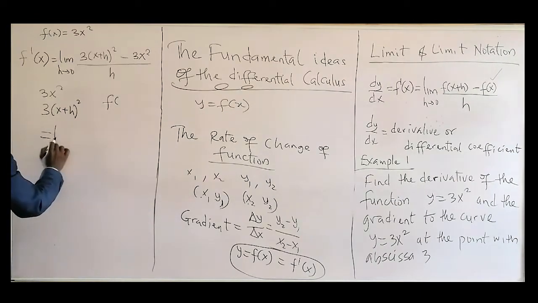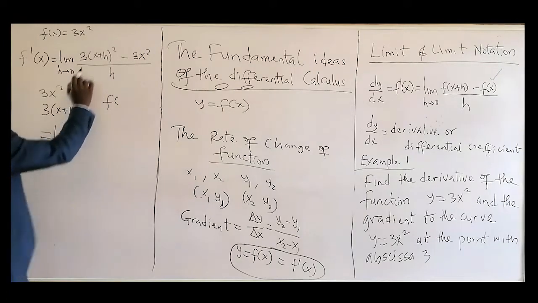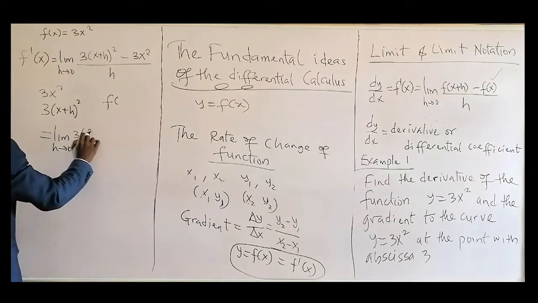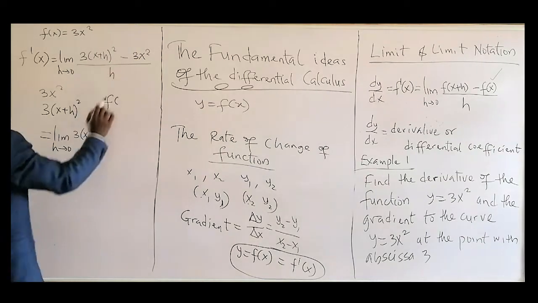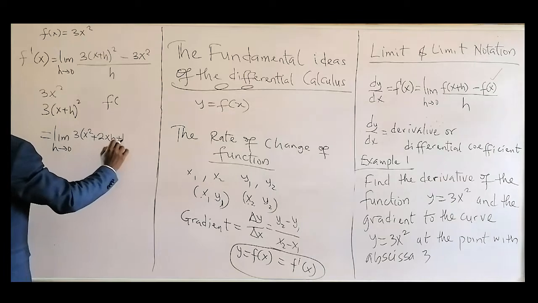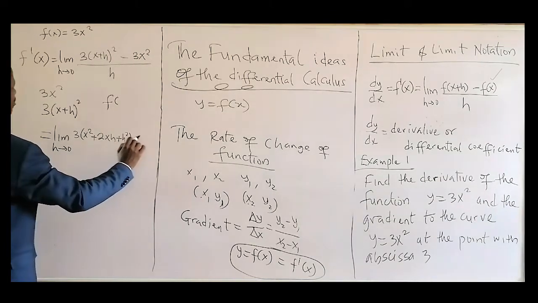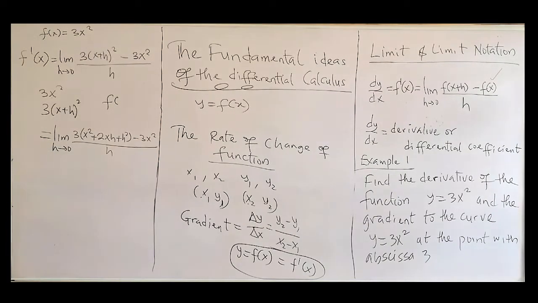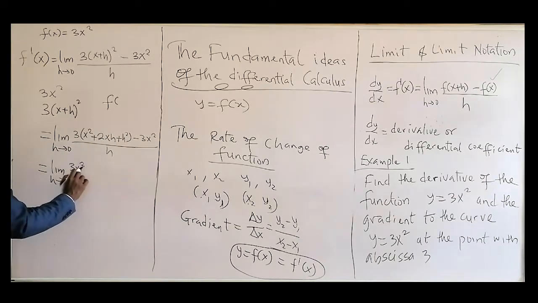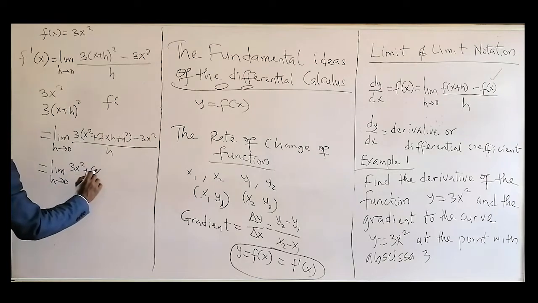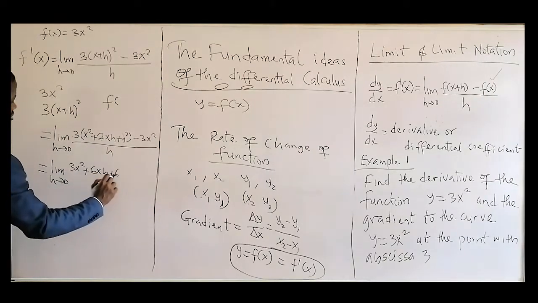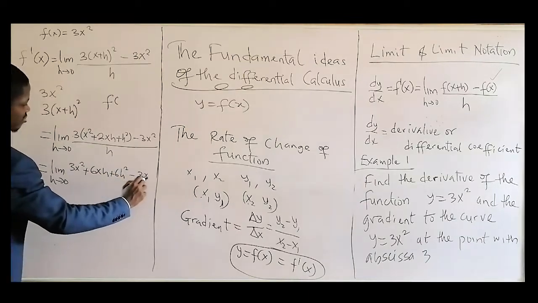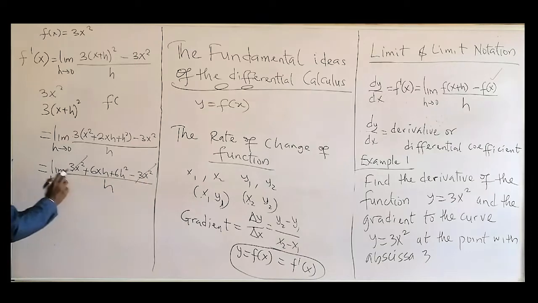Then the next thing is to do the expansion, which will be 3 into the bracket: x squared, plus this one times this one times 2, and then plus h squared, minus 3x squared, all over h. Allow the 3 to come in. Then you have the limit as h tends to 0 of 3x squared plus 6xh plus 3h squared, minus 3x squared, all over h. So the 3x squared terms cancel out.